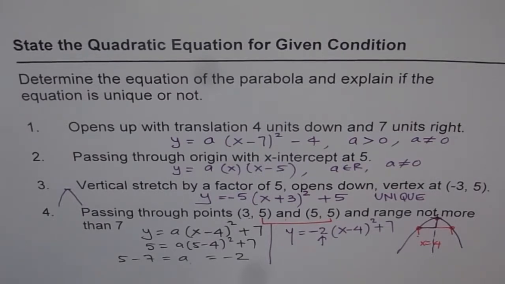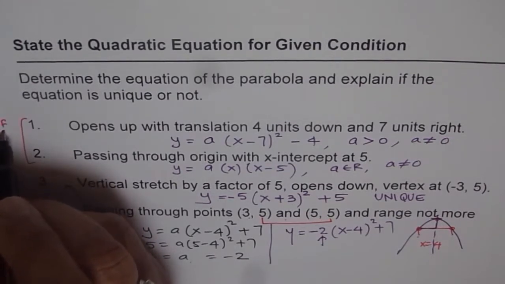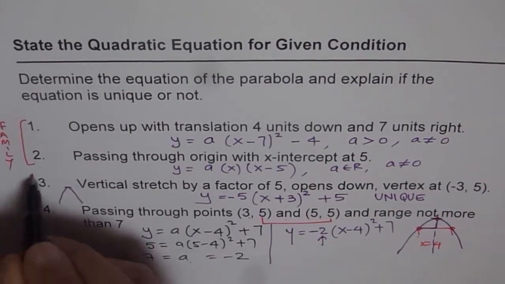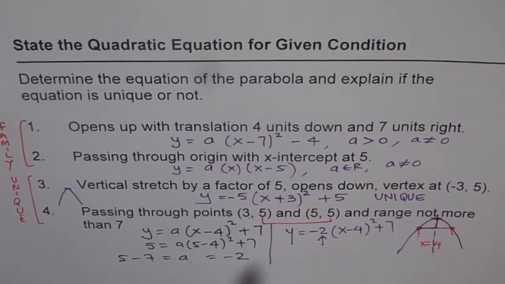I hope you understand with these 4 examples how to find the equation of a quadratic function when we are given different kinds of conditions. And you also understand in which conditions we get a unique solution and where we don't. If you can find the value of a, you get a unique solution. If you can't, you don't get a unique solution. So what we can summarize here is these two result in a family, and these two are distinct or unique, since we can find the value of a. It's very important to understand this concept. I hope you appreciate it. Thank you.